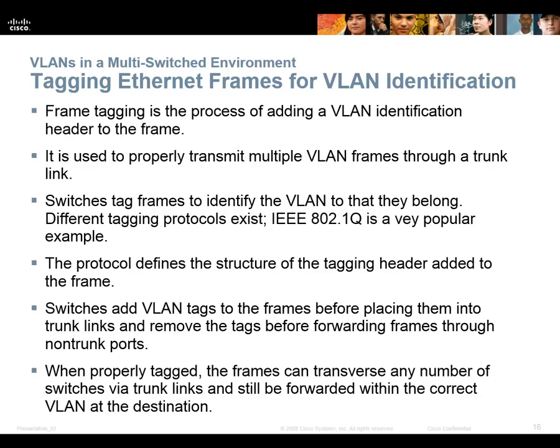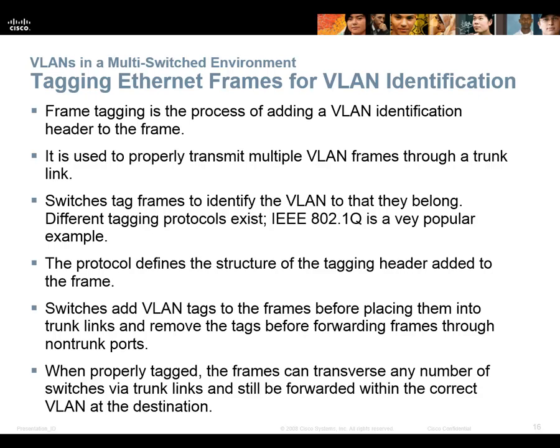The way this works is that for ports to be on a VLAN, they add something called a tag. A frame tag is the process of adding a VLAN ID header to a frame. It is used to properly transmit multiple VLAN frames through a trunk. The frame tag tells the trunk what VLAN that traffic belongs to. So when it gets to the port or the switch on the other end, it knows, okay, this is VLAN 12, so this data only needs to go to these specific ports because they're in VLAN 12.